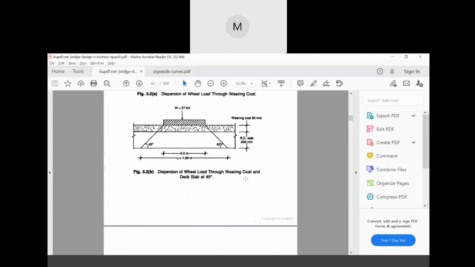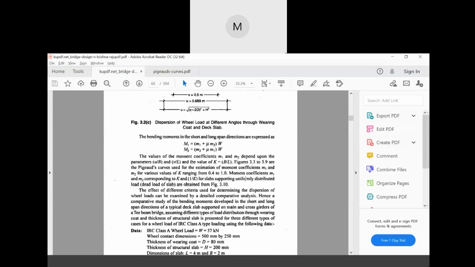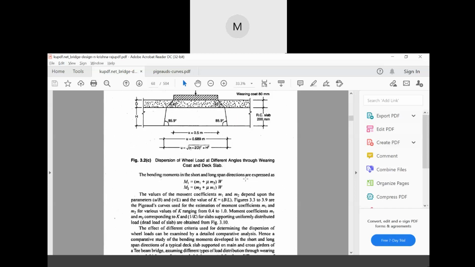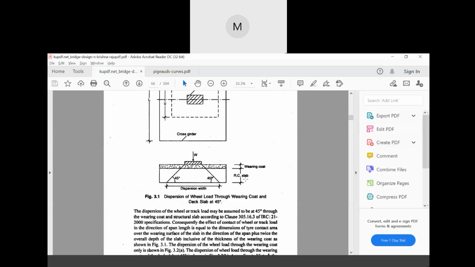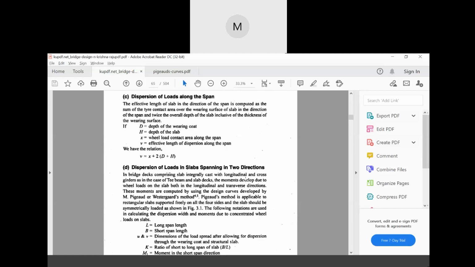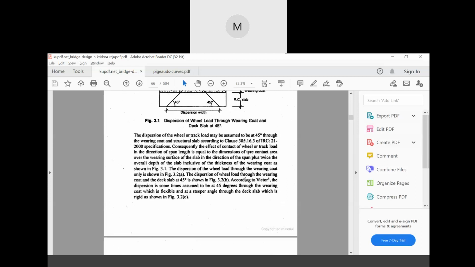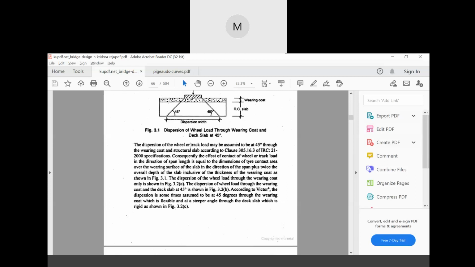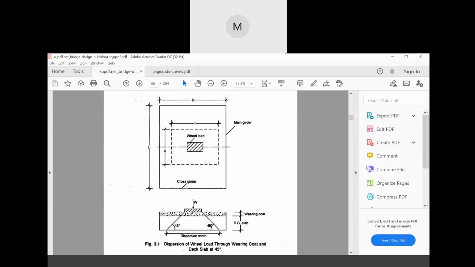here, from this diagram, if you read this literature part, then you will be able to find that the dispersion of wheel or brake load may be assumed to be at 45 degree through wearing coat and structural slab according to clause. Consequently, the effect of contact wheel or brake load in the direction of span length is equal to the dimensions of the tire contact area. That means what?